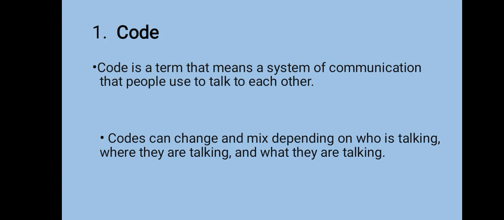So first, there comes the code. Code is a system of communication that people use to talk to each other. Codes can be verbal or non-verbal: dialects, gestures, symbols, facial expressions, and body language. Codes can change and mix depending on who is talking.